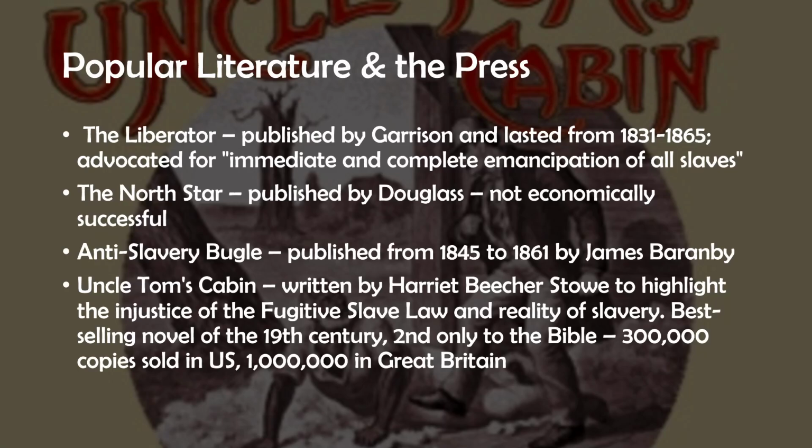The North Star, published by Douglass, was not economically successful. And the Anti-Slavery Bugle was published from 1845 to 1861 by James Barnaby. Sorry, I should say, not Barnaby. And Uncle Tom's Cabin, written by Harriet Beecher Stowe, highlighted the injustice of the fugitive slave law and also the reality of slavery. It was the second best-selling book of the 19th century, second only to the Bible. There were 300,000 copies sold in the US and 1 million in Great Britain.